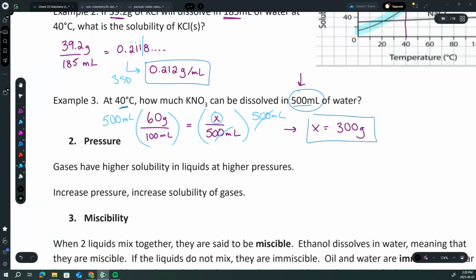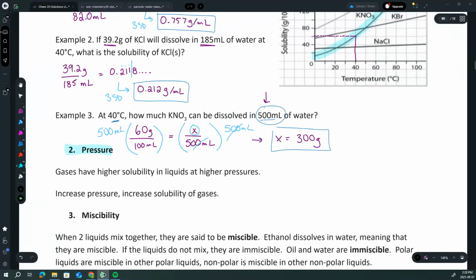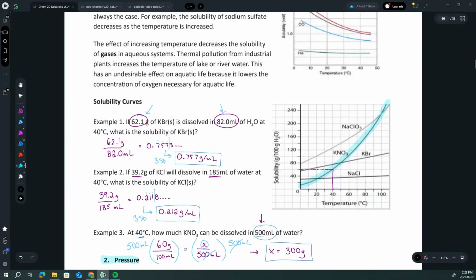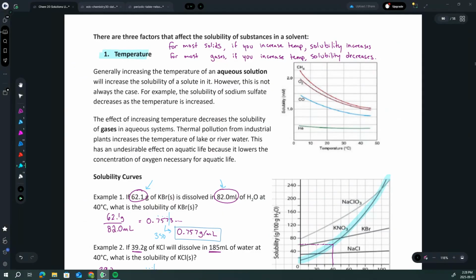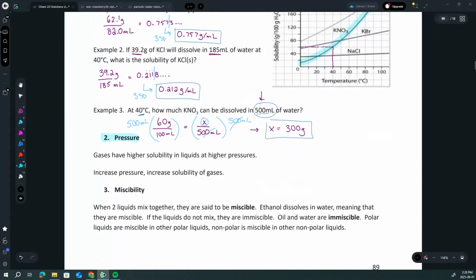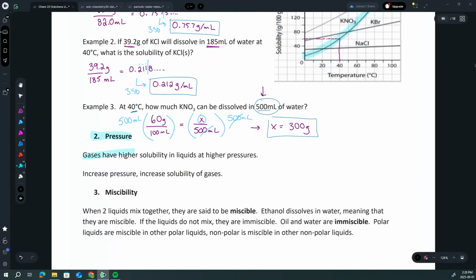Another factor that affects solubility is going to be pressure. So maybe we should highlight temperature because that was one of the factors. The next one here is pressure, which is going to affect gases and nothing else. Okay, so gases, they're going to have higher solubility in liquids that are at higher pressures. So if you increase the pressure, you're going to increase the solubility of the gas.